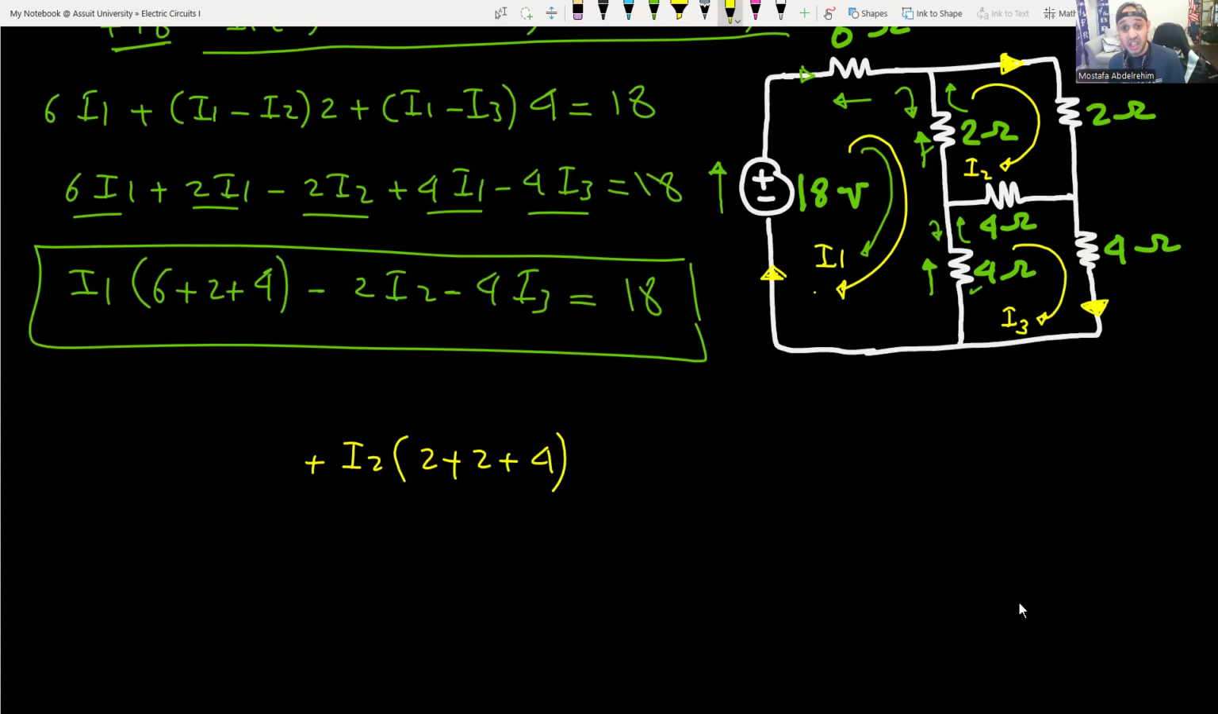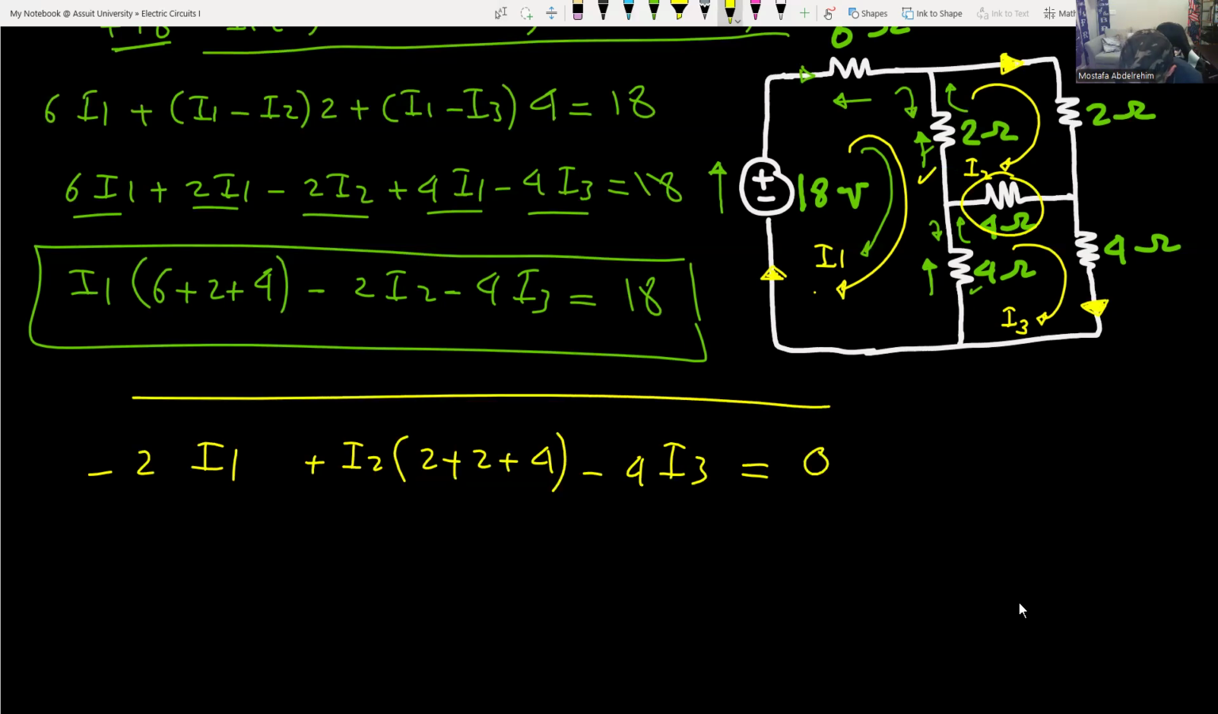Then the other terms will be negative, of the shared branches. So we have the shared branch between mesh 2 and mesh 1, which is 2 ohm. So minus 2I1. We have another shared branch, which is the 4 ohm here, between mesh 2 and mesh 3. So it will be minus 4I3. Is there any voltage sources here? No. So equal to 0. This is the second equation.